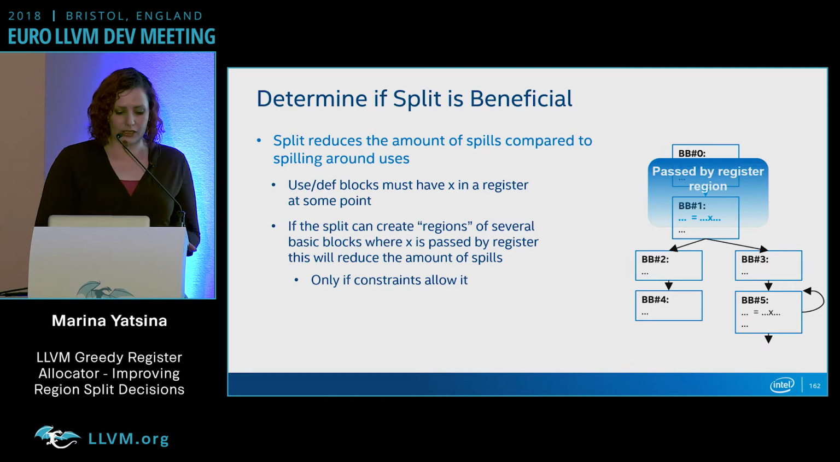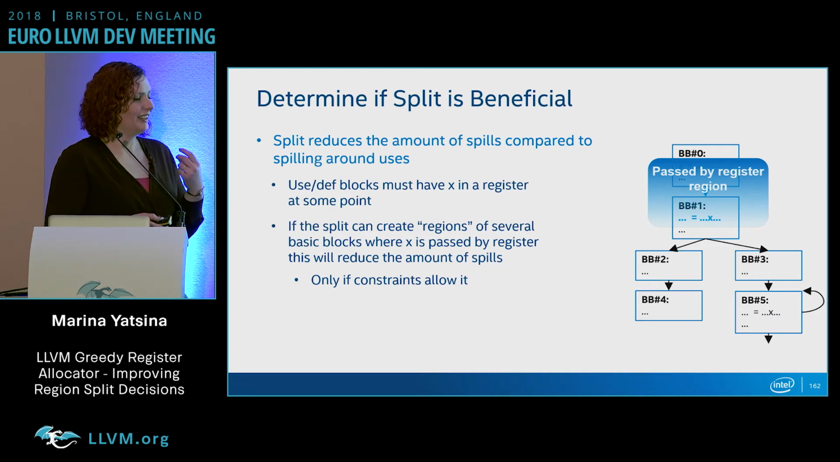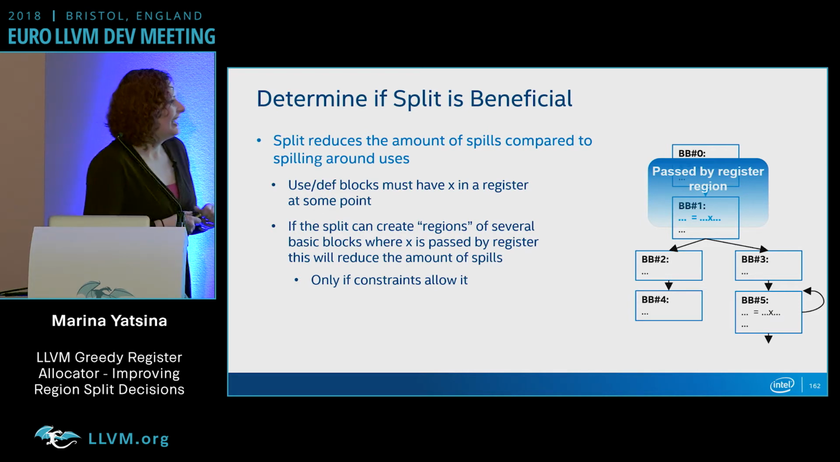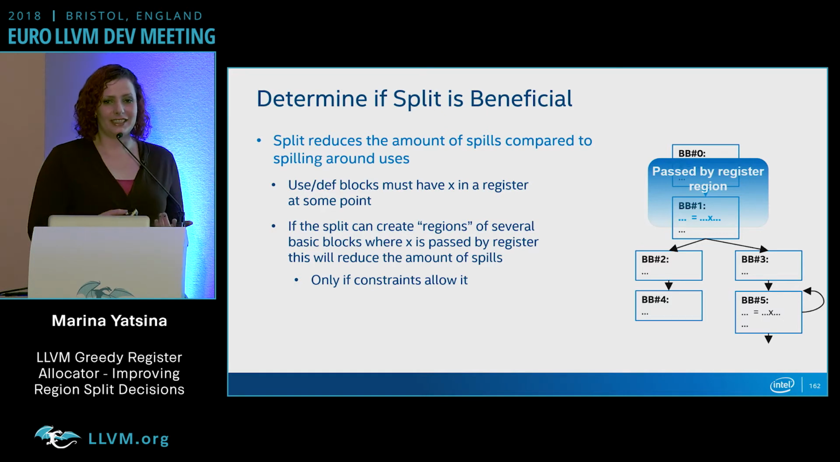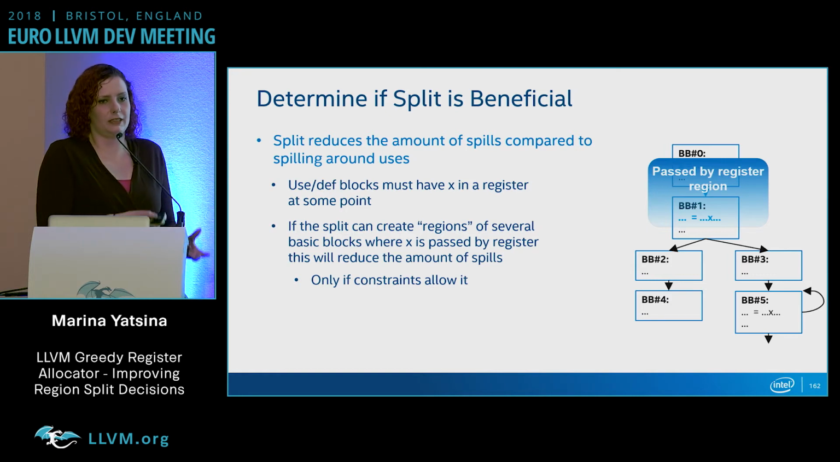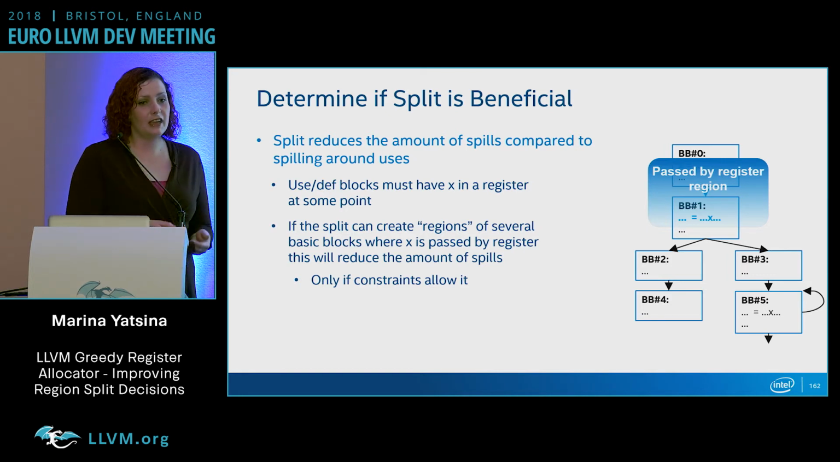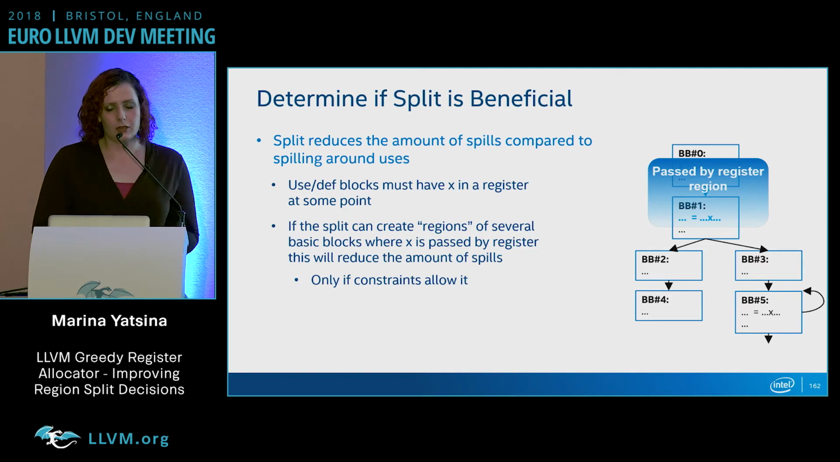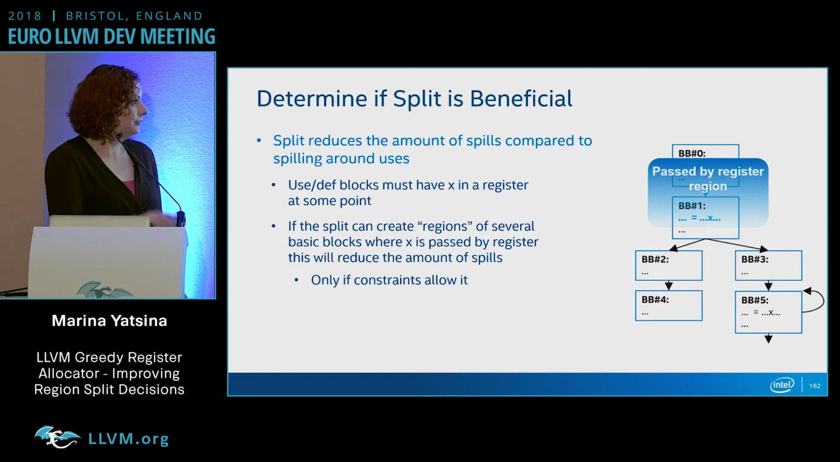But we cannot always find them, because the register may already have allocation constraints, and maybe the register already has a Y that has to be passed between these two basic blocks by some other interval, and we cannot say both X and Y are going to be passed there by register. In this case, we cannot create such regions, and then the split is not beneficial.